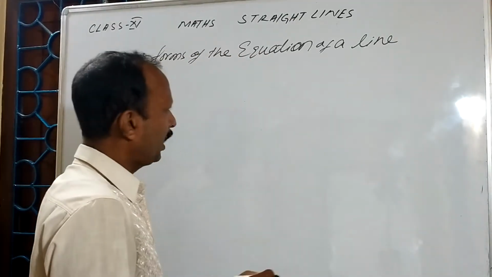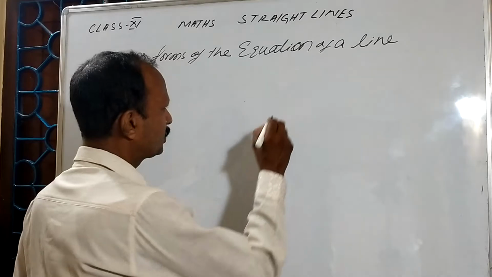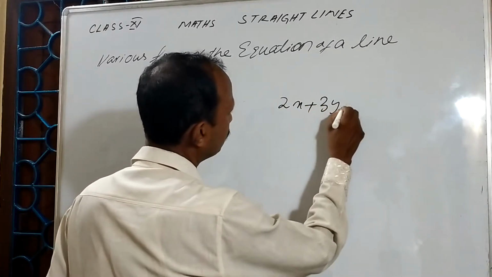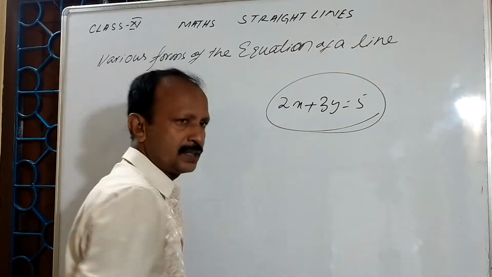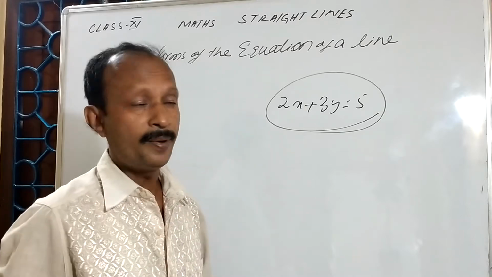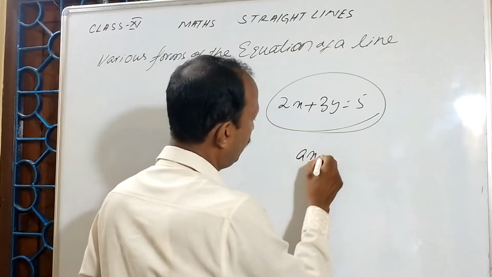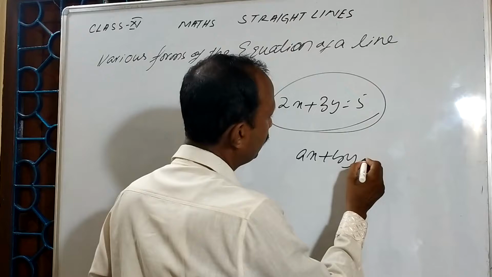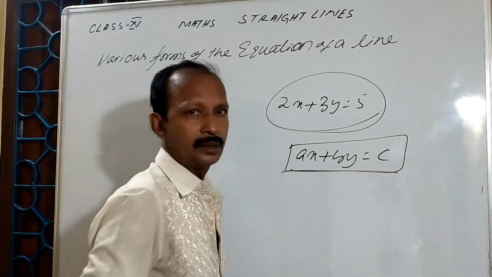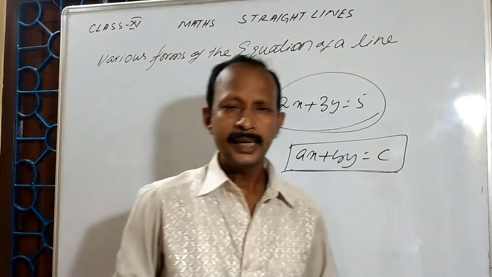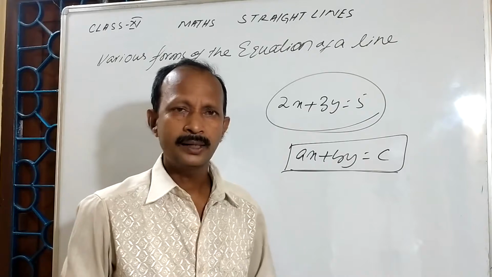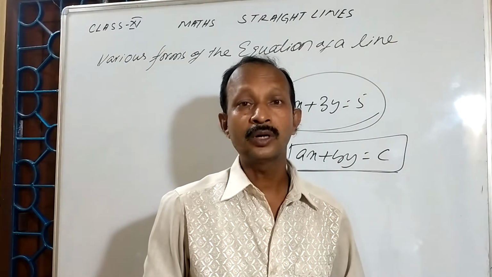So in fact, in your high school level, you might have studied the linear equation, the standard form of a linear equation in two variables, that is ax plus by is equal to c. So in this video, I am not going to explain how to draw the graph.